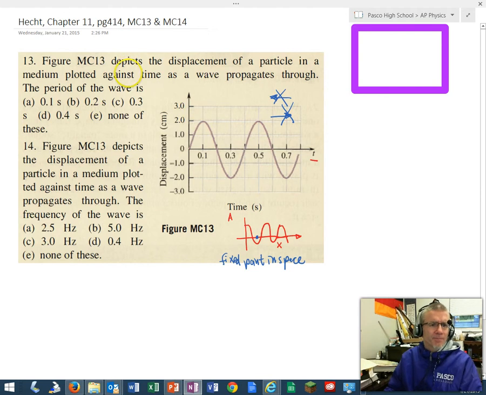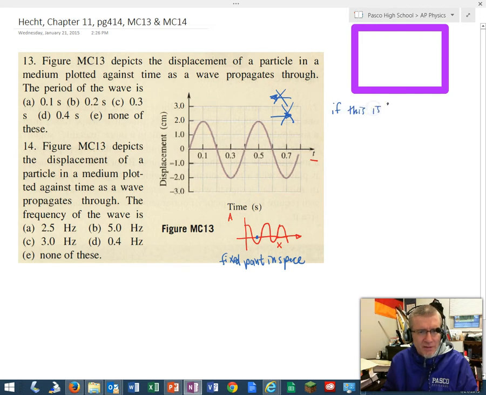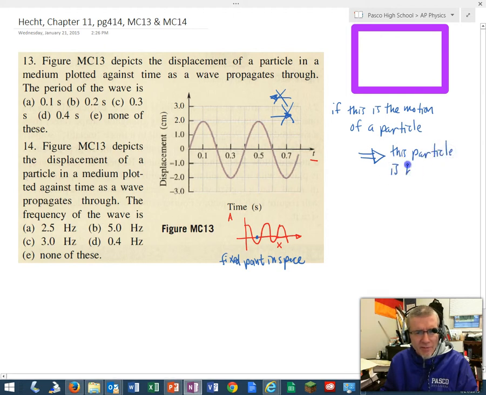Figure MC13 depicts the displacement of a particle in a medium plotted against time as a wave propagates through. So notice, if this is the motion of a particle versus time, you can conclude that this particle is being influenced by a wave.